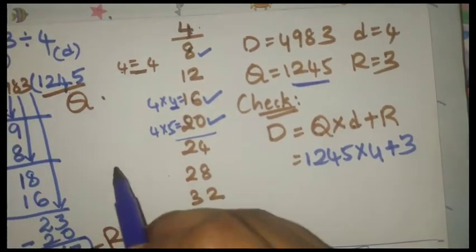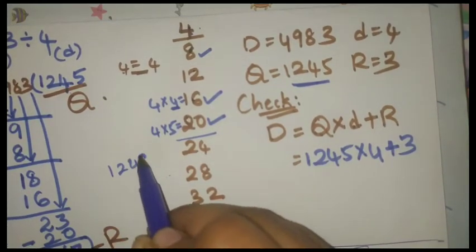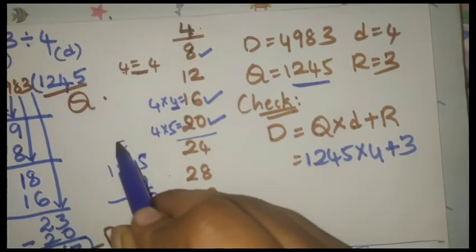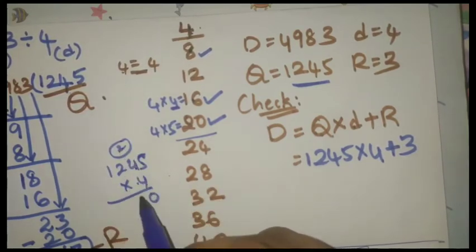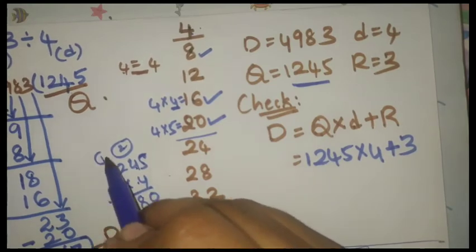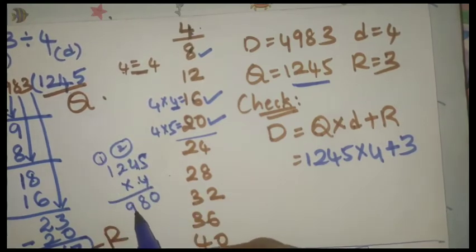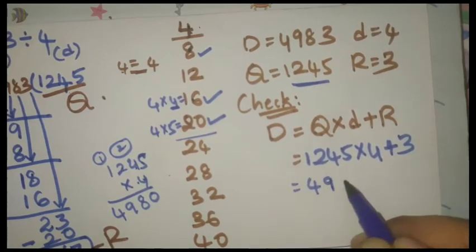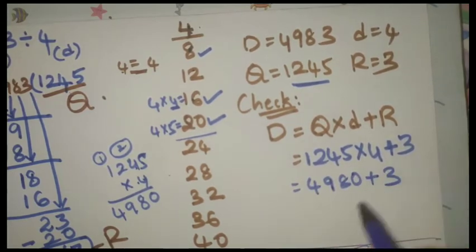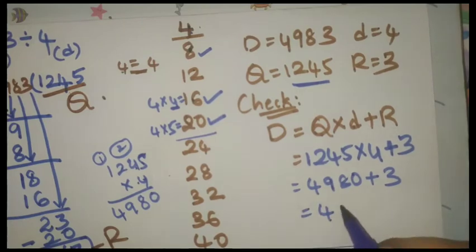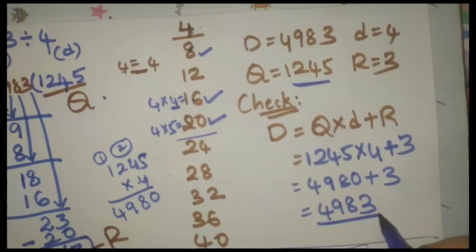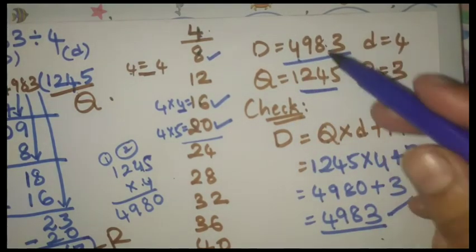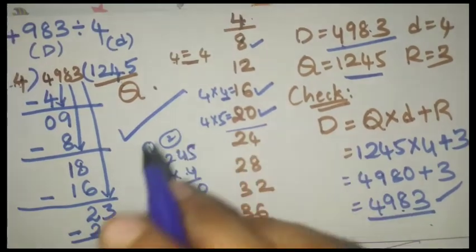Now we will multiply this. 1245 into 4. 4 5s are 20. 0 here, 2 carry. 4 4s are 16. 16 plus 2 is 18. 1 carry. 4 2s are 8. 8 plus 1 is 9. 4 1s are 4. Therefore we will get 4980 plus 3. That is 4983 we got. Is it equal to the dividend or not? Yes. This means the problem is correct.